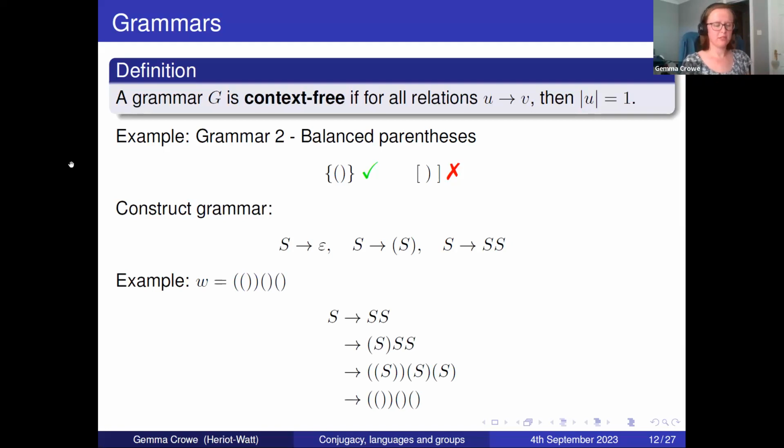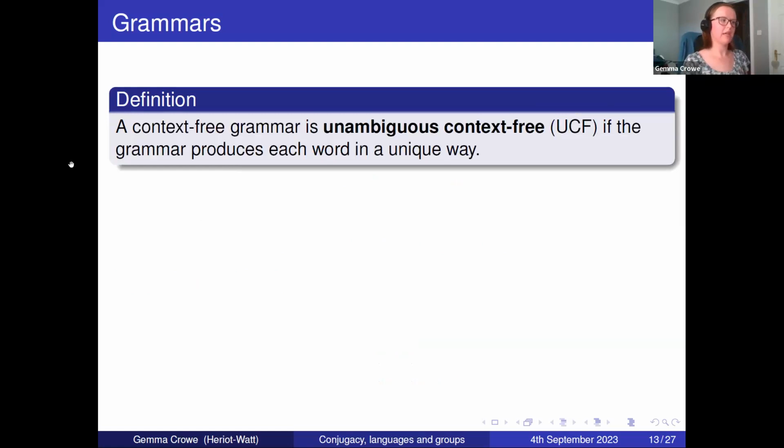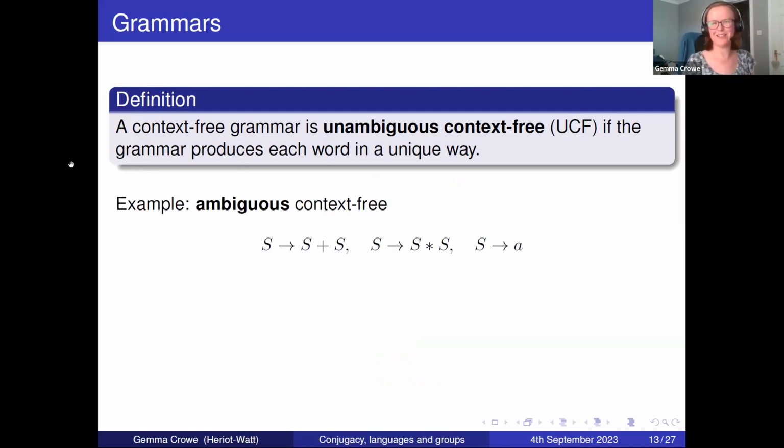I actually have one more type of language that I need to define, which I didn't mention before, but I'm just going to sneak in at the end. Suppose you have a context-free grammar. We say that it's unambiguous context-free, or UCF, which is a lot shorter to say, if the grammar produces each word in a unique way. So you have a unique route of relations that gets you to every word. To give an example, rather than give an example of a UCF grammar, I'm going to give an example of an ambiguous context-free grammar, just to highlight the opposite way.